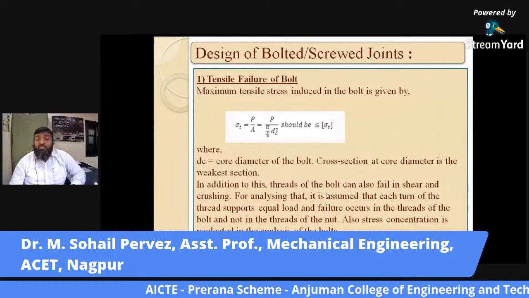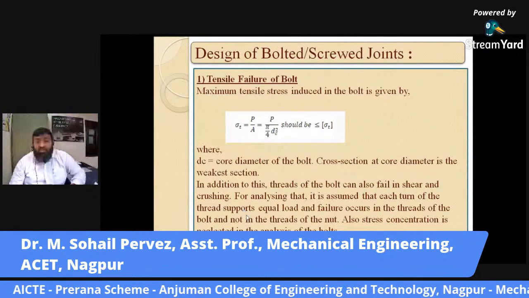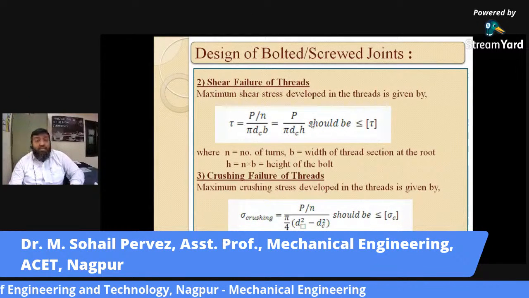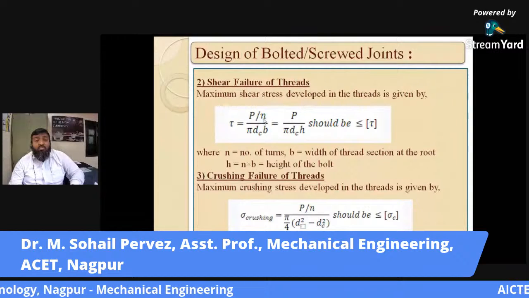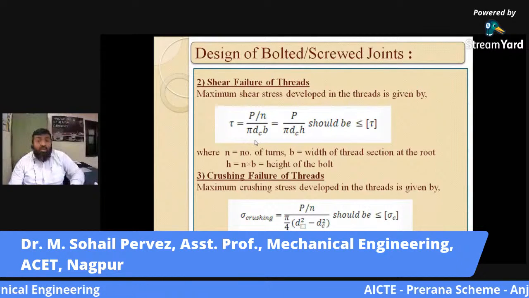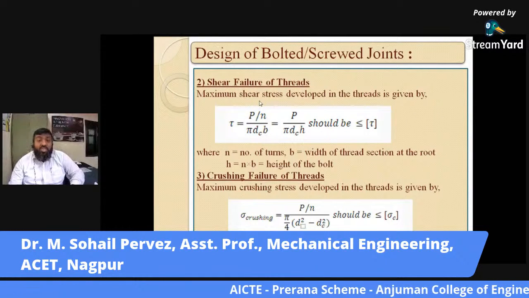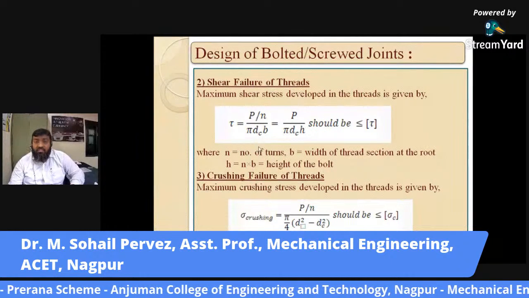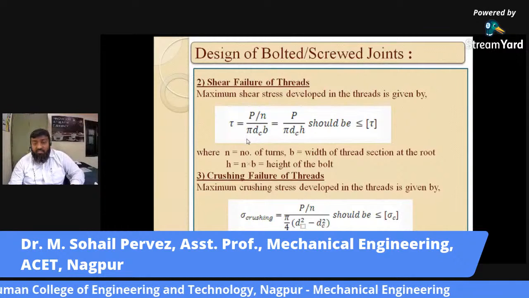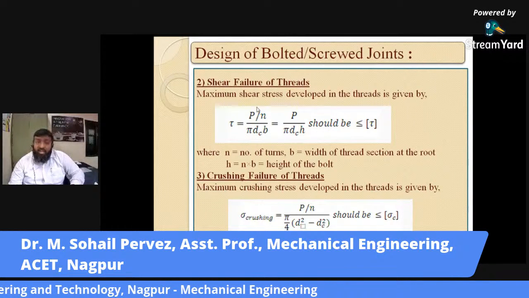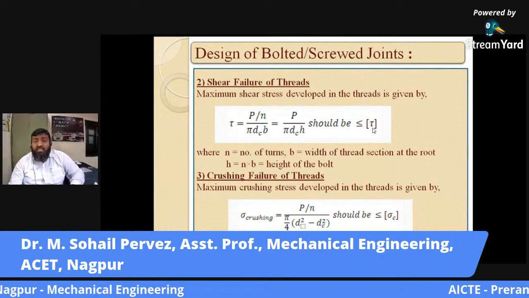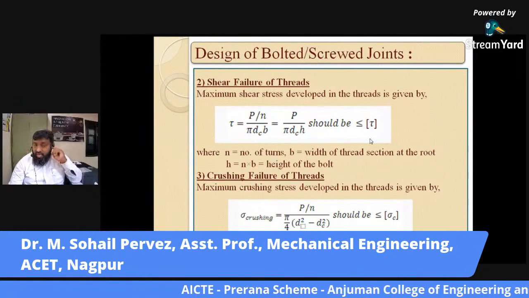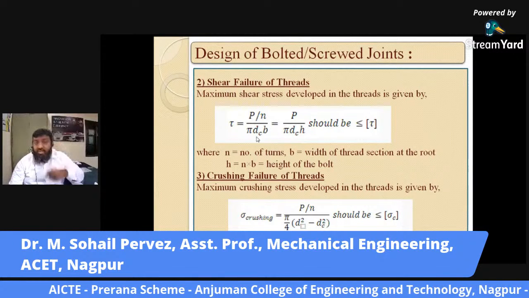In addition to this, threads of a bolt can also fail in shear and crushing. Obviously, it will be looked after. Shear failure of the thread: maximum shear stress, again load per unit area. The shear failure of the thread may be calculated in this fashion. This is the formula available with us, where again the applied or induced shear stress must be less than the allowable shear stress everywhere. Here n is the number of turns, and the width of the thread is in terms of thread.